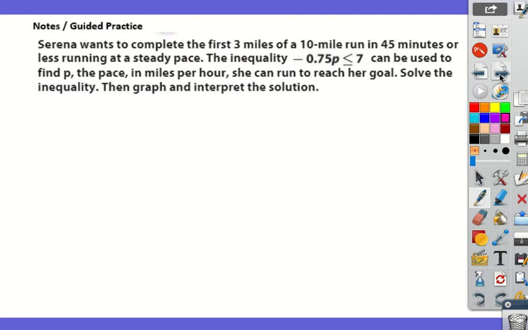So take a look at the first example. This one says that Serena wants to complete the first 3 miles of a 10-mile run in 45 minutes or less, running at a steady pace. The inequality, and I'm just going to write it, oh, it got cut off. So let's do this first. You need to add in the 10 here. We need to know that it's a 10 miler, right? So 10 minus 0.75p is less than or equal to 7.